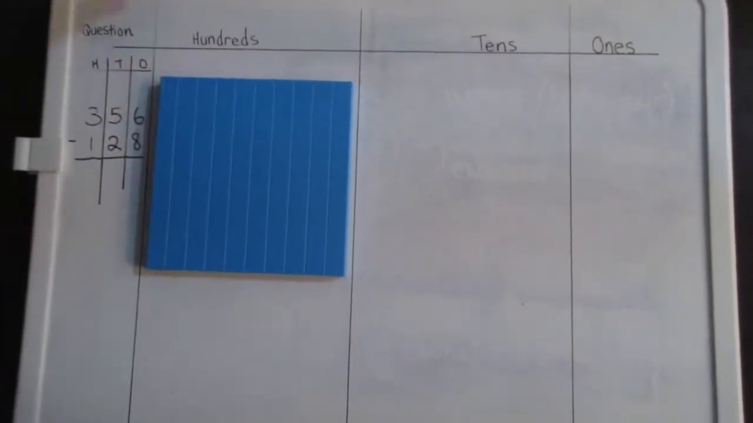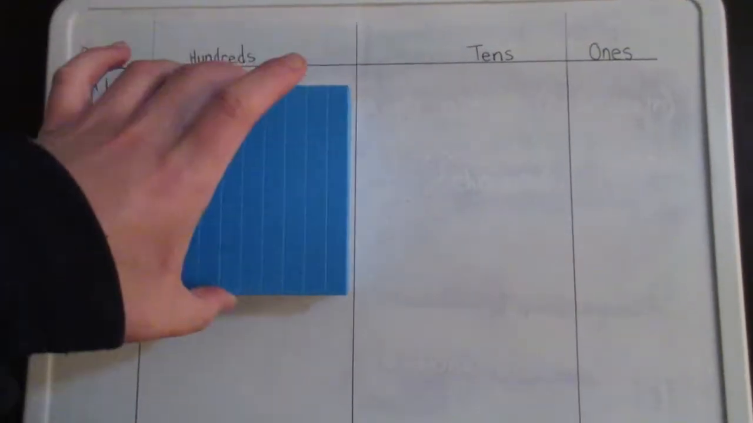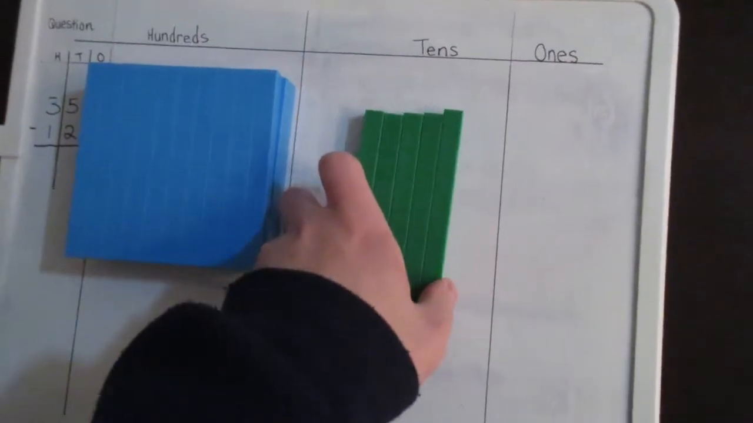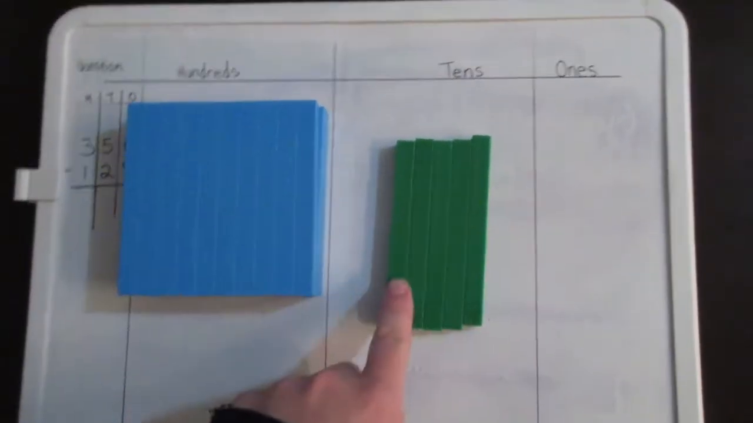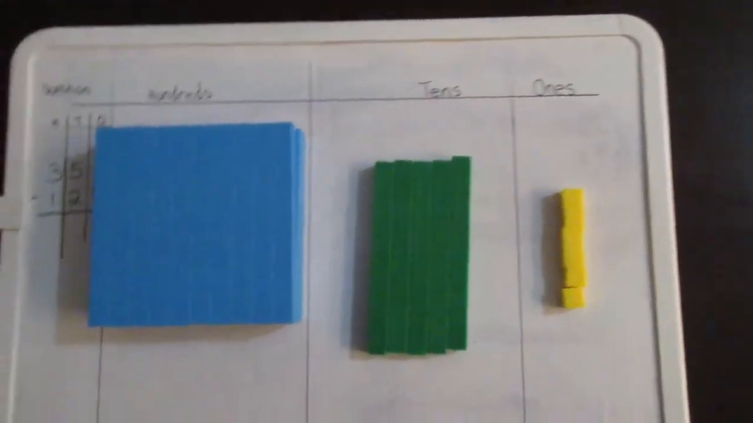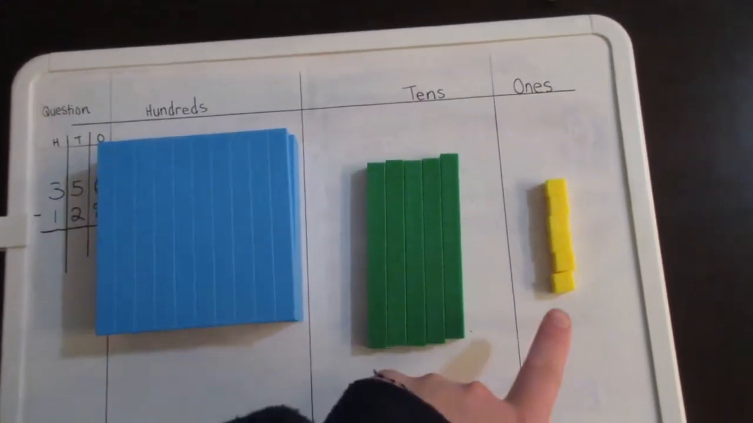Here I have 100, 200, 300. Now I'm going to have 10, 20, 30, 40, 50 for my 10s and 6 for my 1s. I have 356.